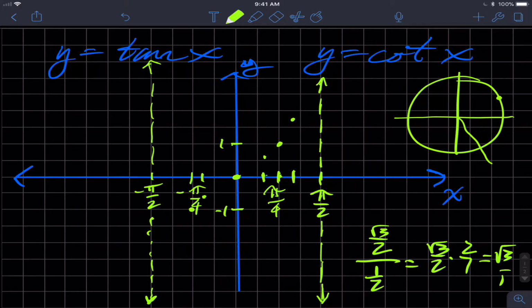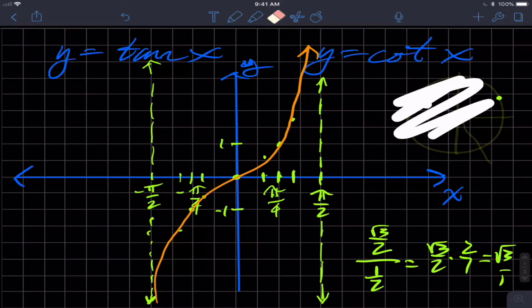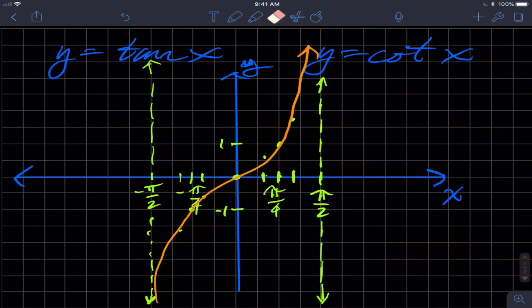Now, we don't know any of the other measures, but if we put them in our calculator and plotted a whole pile of points, and I'll change color so we can see this, we'd get something that looks like this. It kind of comes up, then flattens out a little, and shoots up again. That is one section of the tangent function, y equals tangent x.